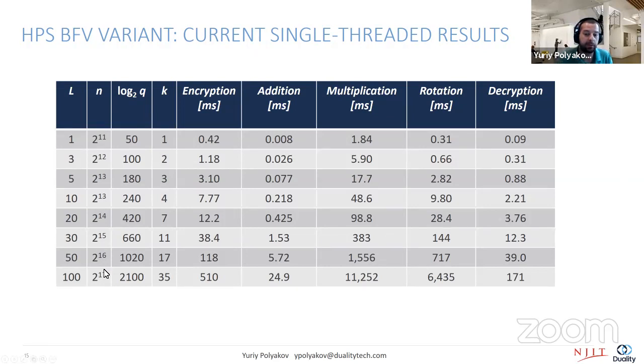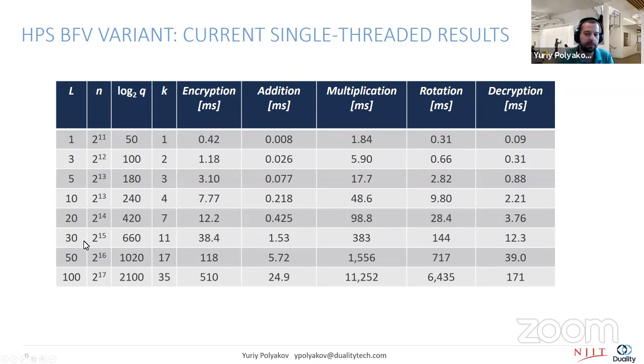So the first observation, even when we go to the, let's say, so L in this case represents the number of levels, the effective depth of the computation, N is the ring dimension, log Q, of course, is how many bits we have in the ciphertext modulus, and K is the number of small primes.